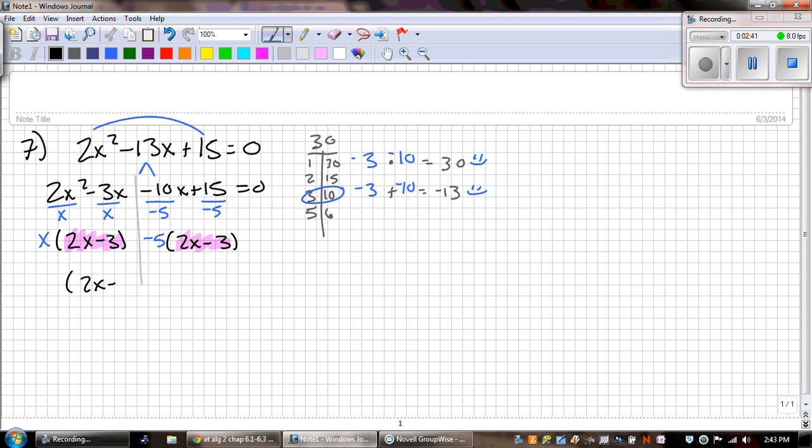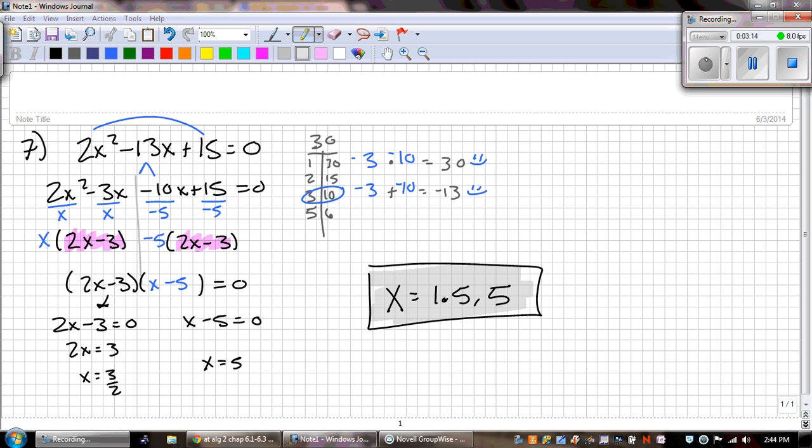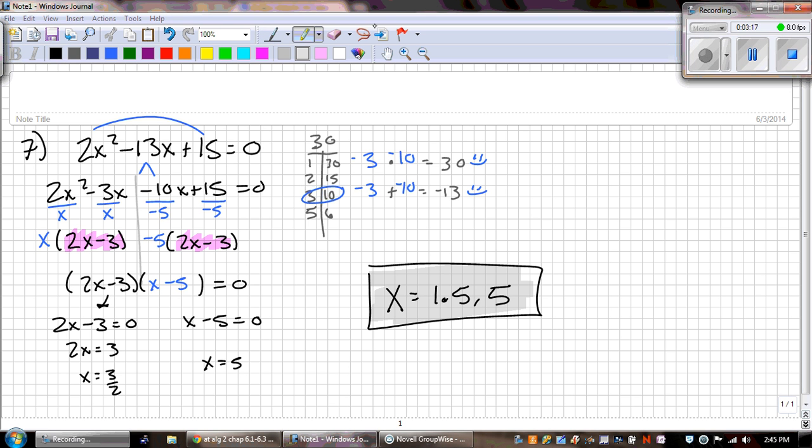So we have 2x minus 3. In our other set of parentheses, we have x minus 5. And remember, that's set equal to 0, so we got to go back and solve this. So we set everything with the variable equal to 0. I'm not going to solve that. You solve that. Go ahead and pause the video. Okay, and those should have been your answers. Now, if you had, instead of 1 over 5, if you had 3 over 2, that is correct as well, so don't worry about that.